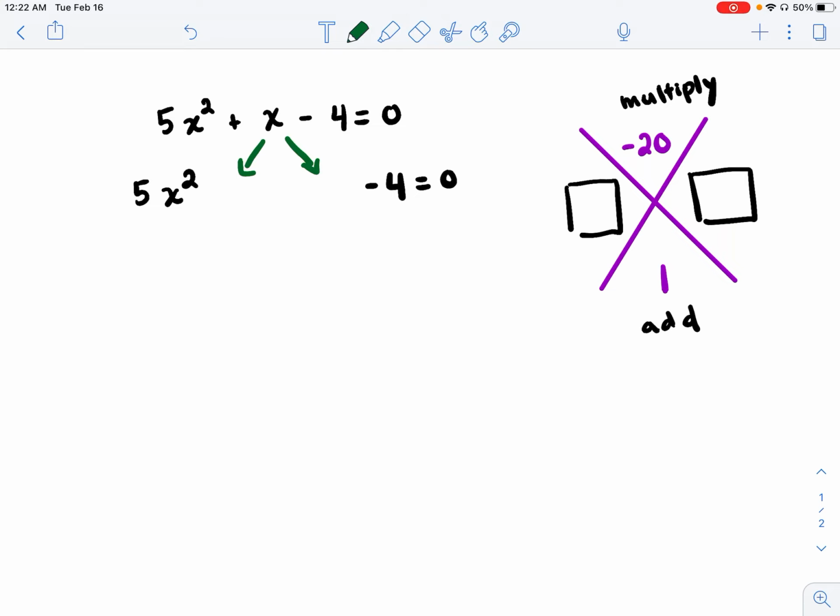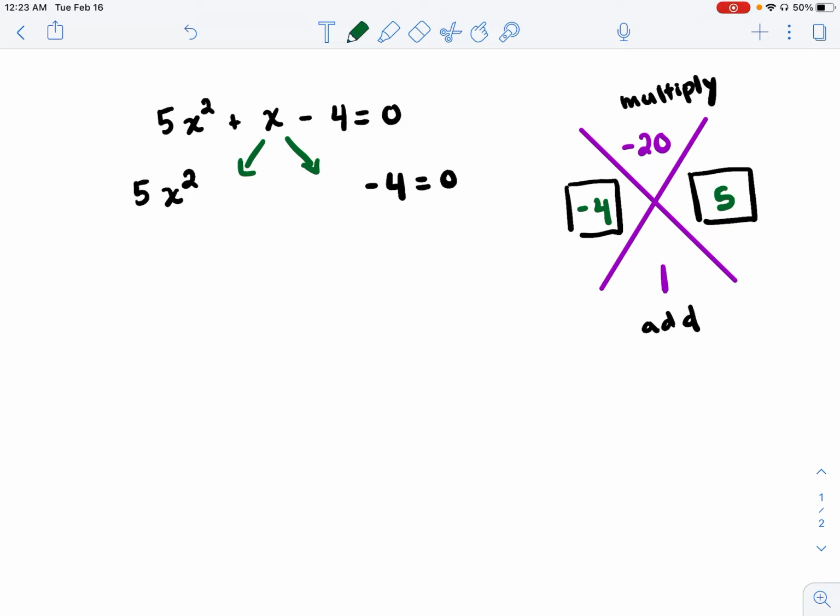So in class, we went over that these two numbers are 5 and negative 4. So if I do 5 times negative 4, I get negative 20. And if I do 5 plus negative 4, I get positive 1. So you may ask, what if I did it the other way? I got negative 4 here and 5 here. That's totally fine because negative 4 times 5 is still negative 20 and negative 4 plus 5 is still positive 1.